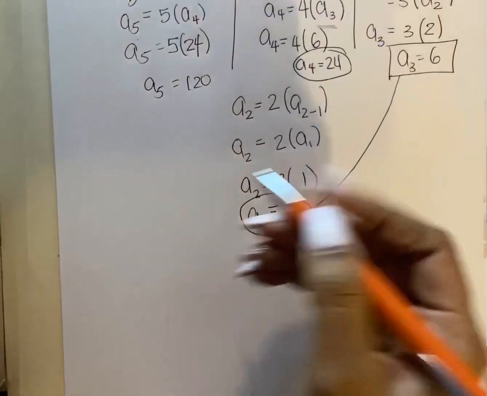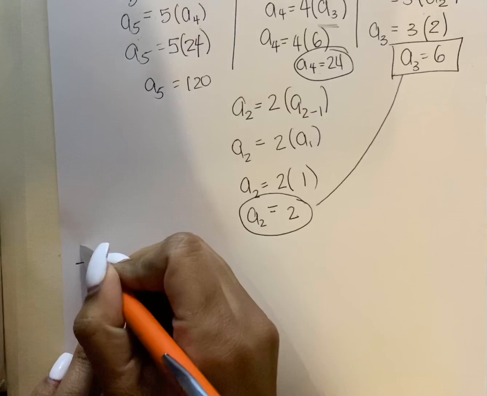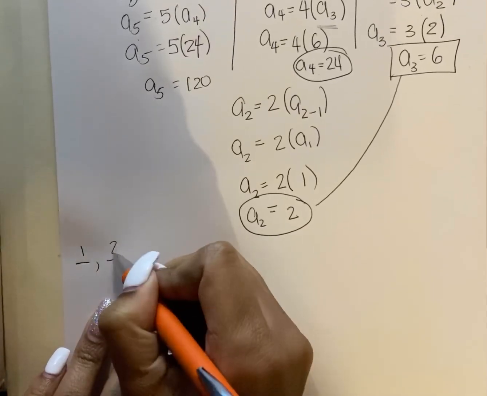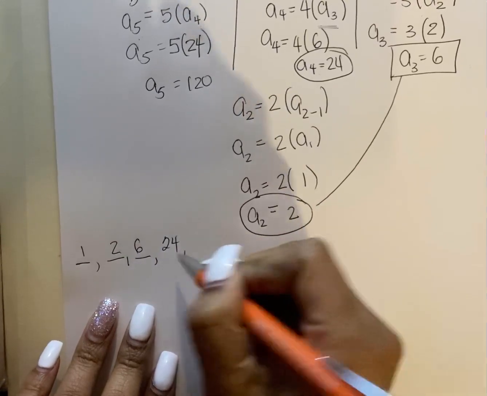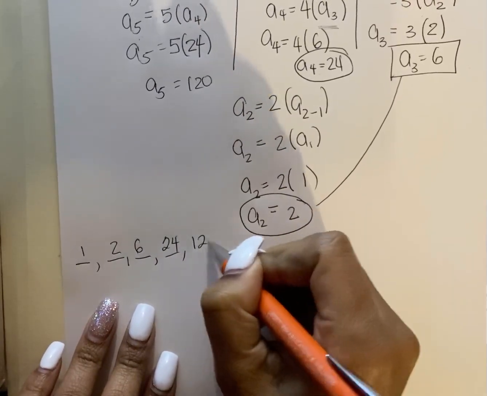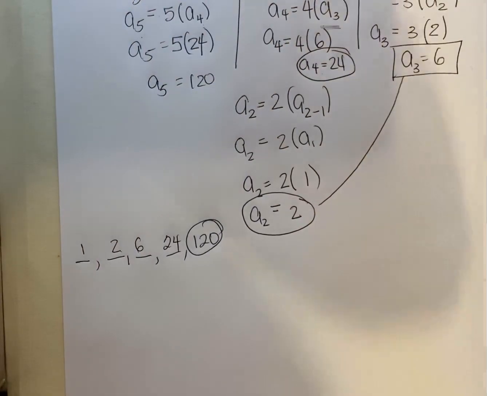Okay, so if you wrote it in sequence form, your first term was 1, your second term was 2, your third term was 6, your fourth term was 24, and your last term was 120. And that's the term that they're asking for.